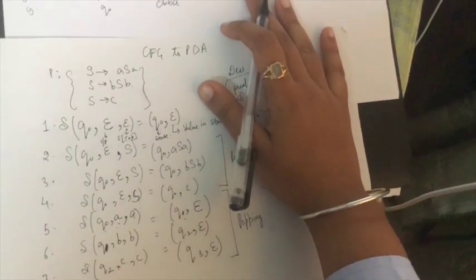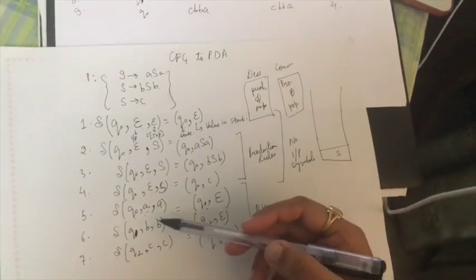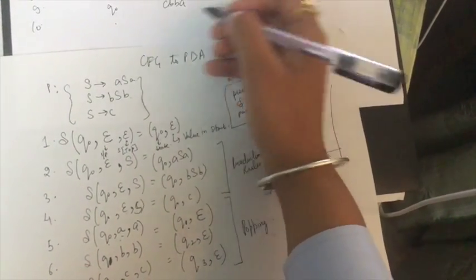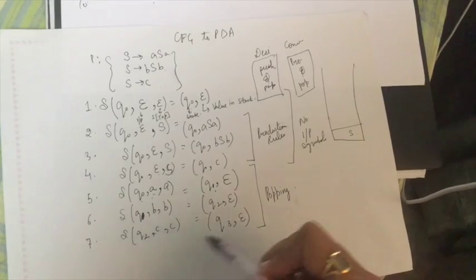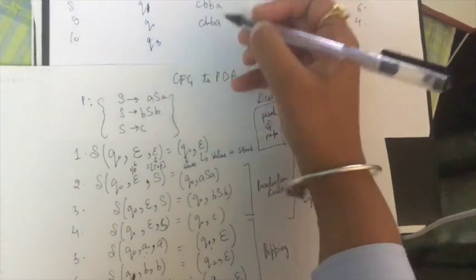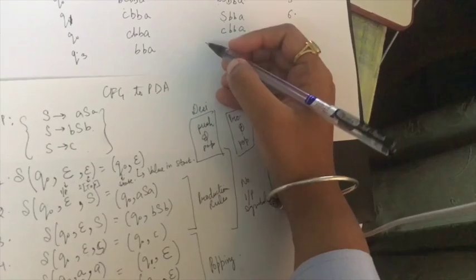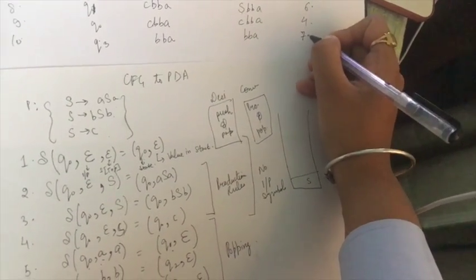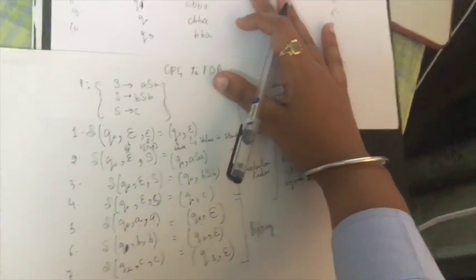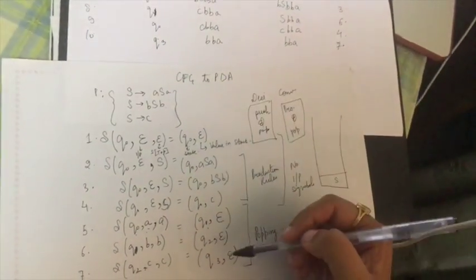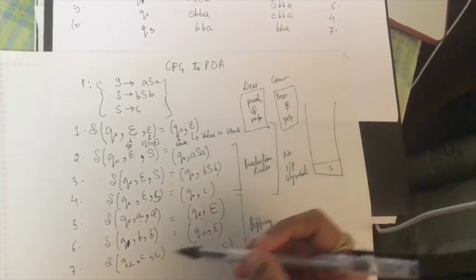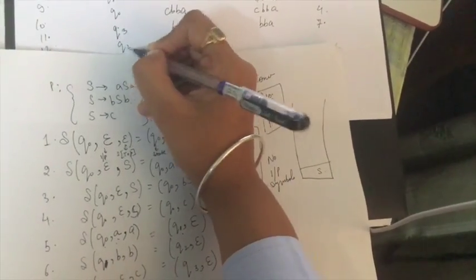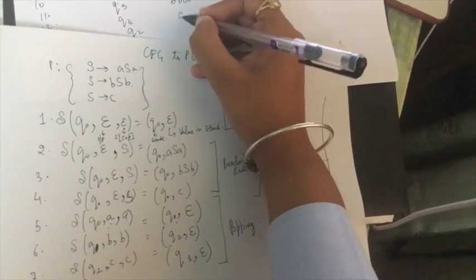Now I do continuous poppings, okay, using the transitions 5, 6, and 7. So when I pop C with C, the state is Q3. Okay, so Q3, BBA, and C is popped, and we have done this using 7th. Okay, and then when I pop B with B, I use the transition 6th. So the state will be Q2. I know I have to pop 2 B's, so I write it down all together.